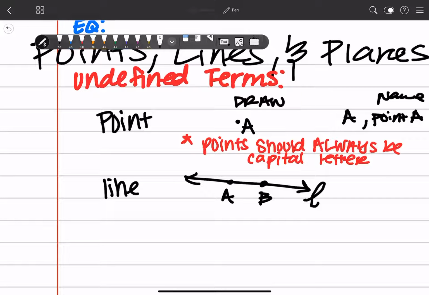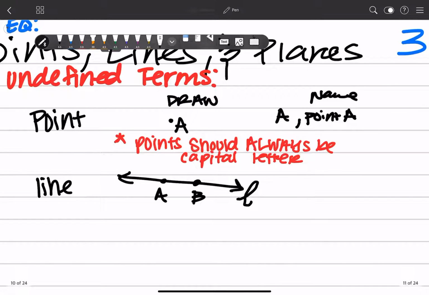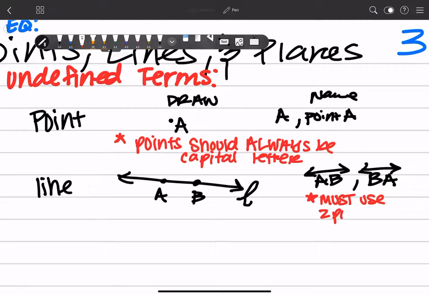All right. Now, this one, when we're naming it out, you are going to be writing at least 2 points with this line above it. So that reads as line AB. You can also do line BA. So remember, you must use at least 2 points. You must use at least 2 points. And we're just going to say must use 2 points. That way, I'm not taking too much room.